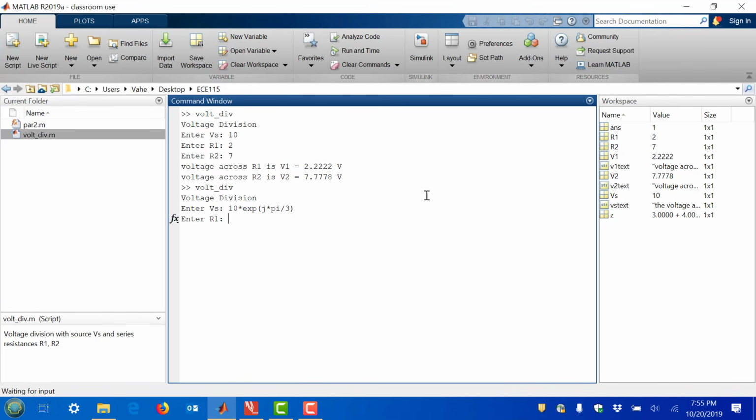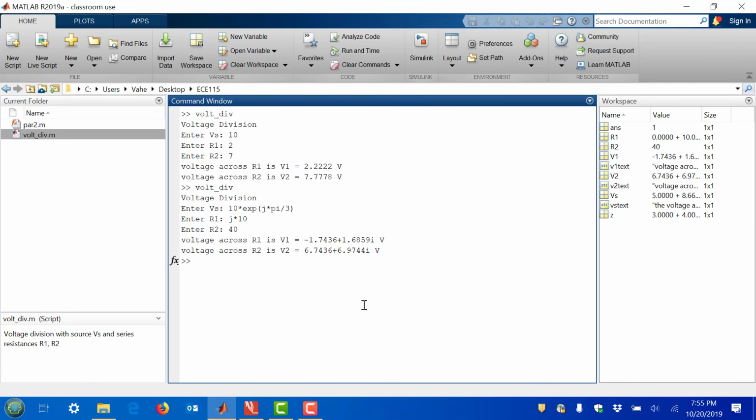Instead of R1, I can put an X1. For example, that could have been j times 10. R2 could have been maybe 30 ohms, 40 ohms, or minus j something. It could be anything. Press enter, and there you go. Voltage across R1, voltage across R2. Those are the complex valued functions. So if I go to V1, for example, that's your V1.